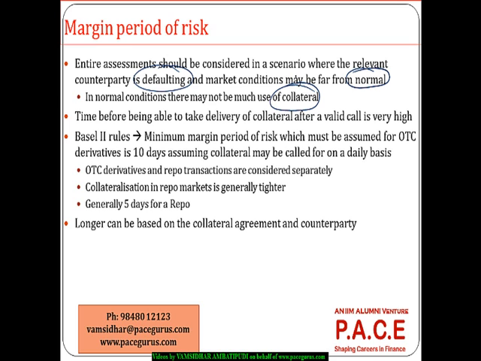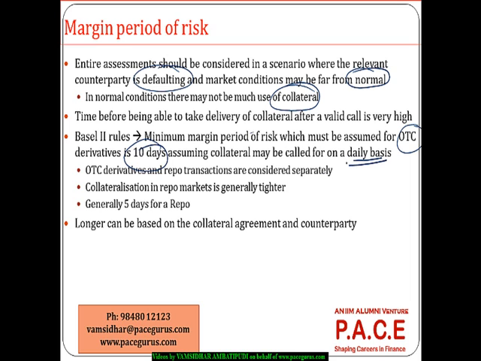So this model has to take into consideration the scenarios where the market conditions are far away from being normal, and the time taken before being able to take delivery of a collateral after a valid call is very high. And even the Basel II rules say the margin period of risk for OTC derivatives has a minimum of around 10 days, under the assumption that the collateral is called on a daily basis.